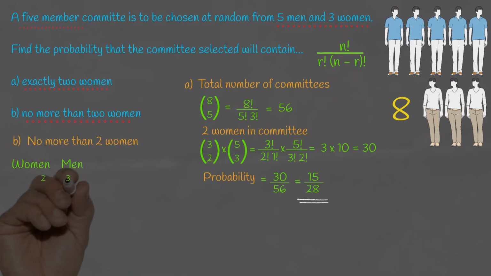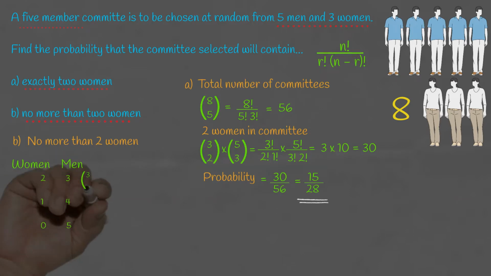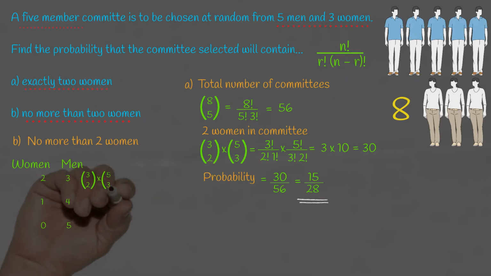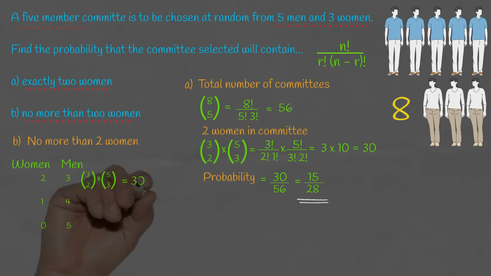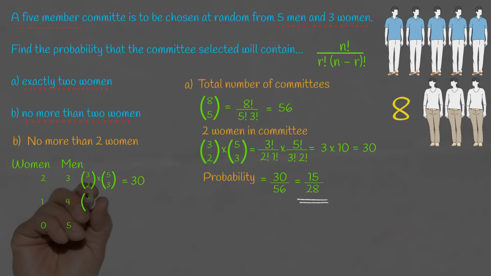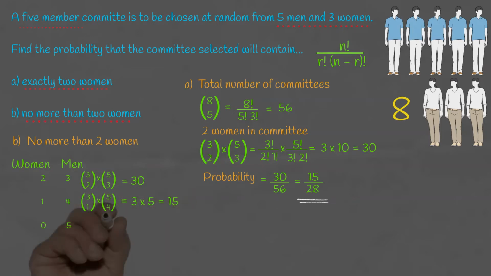But next, if we have no more than 2 women, that means we could have 2 women and 3 men, 1 woman, which means we'd have 4 men, or 0 women, which means we'd have 5 men. For the first scenario, where we have 2 women and 3 men, we've just worked that out, so we know the answer is 30. For the second scenario, we are choosing 1 woman from 3, we are choosing 4 men from 5, and when we times that out, we get 15.